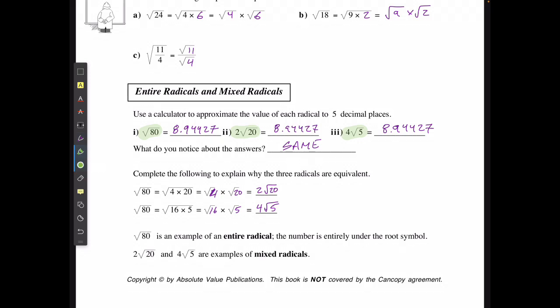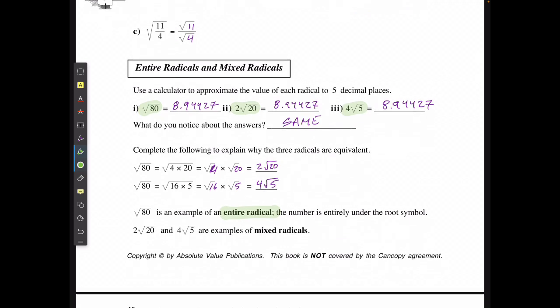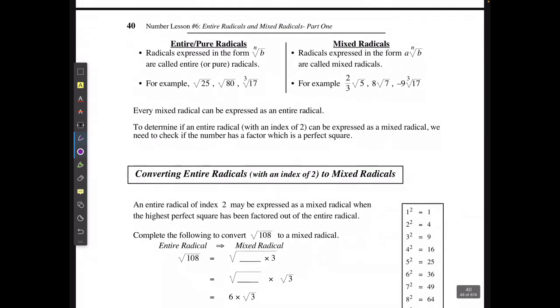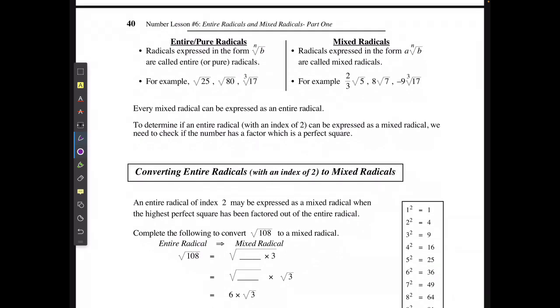If I had the square root of 80 where there is no coefficient, we call that an entire radical. If it has a coefficient like 2 root 20 or 4 root 5, we call that a mixed radical. So, entire radicals are always in the form of the root or the nth root of b. And mixed radicals will always, like I said, have some form of a coefficient, whether that coefficient is a fraction, positive, negative, whatever it happens to be.